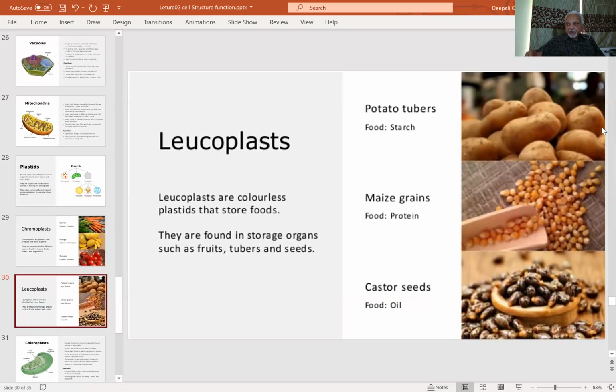And then you have leucoplasts. These are the examples. That is because of the presence of the stored material. For example, in potato, it's the starch storage, so it gives this kind of color. Maize grains have proteins generally, and the oil storage seeds give this kind of color. Okay, so in plants, we have plastids, which are divided into three groups: chromoplast, chloroplast, and leucoplast.